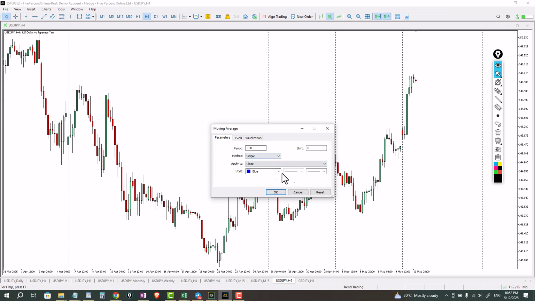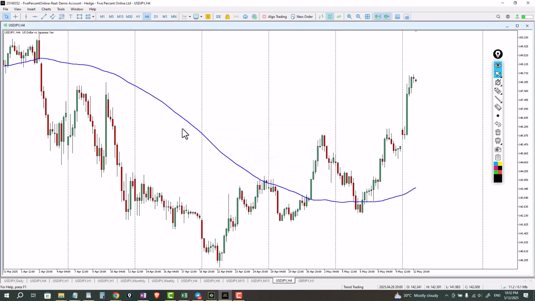So once we've done all of this, all you need to do is click on OK. And just like that, you have this line on your chart. So essentially what this is doing is it's calculating the last 100 candlesticks average, and then it's plotting it on your chart like this. The way professional traders use moving averages is they use it to identify whether or not there's a trend in the market.